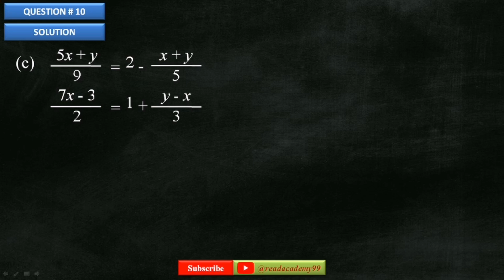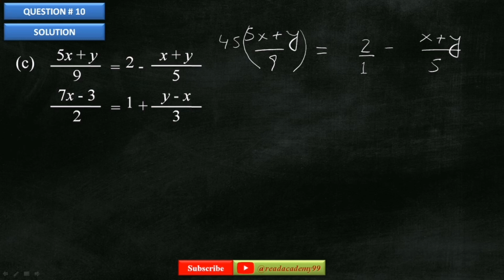To solve this question, I'm going to simplify the equations first. So the first equation is (5x plus y) over 9 equals 2 minus (x plus y) over 5. Now, as you can see, we have 9, 1, and 5 in the denominators. The LCM of these three numbers is 45. So I'm going to multiply 45 on both sides. So 45 multiplied on the left-hand side and 45 multiplied on the right-hand side.